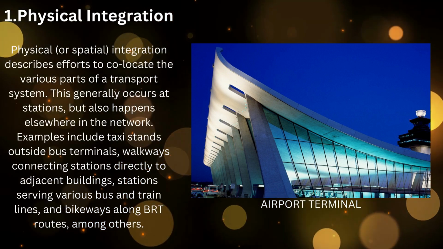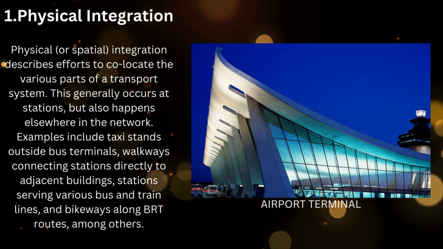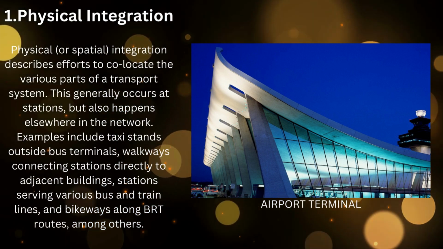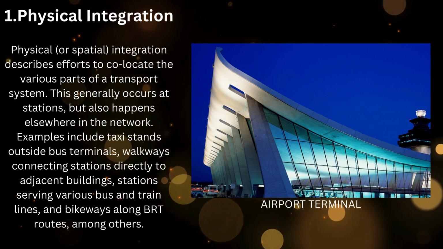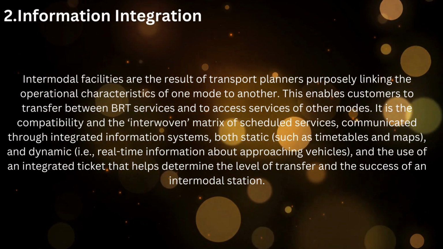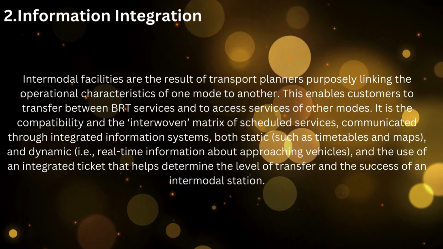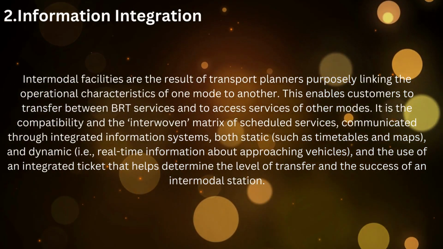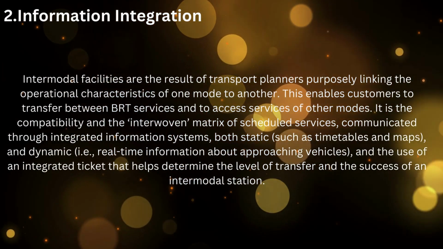Examples include taxi stands outside bus terminals, walkways connecting stations directly to the adjacent buildings, stations serving various bus and train lines, and bikeways along BRT routes, among others. Second one is information integration. Intermodal facilities are the result of transport planners purposely linking the operational characteristics of one mode to another. This enables customers to transfer between BRT services and to access services of other modes.